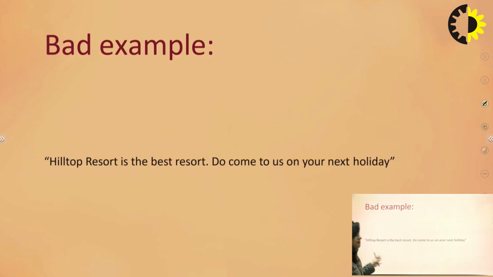Now, this is a bad example of concreteness. You can say Hilltop Resort is the best resort. Do come to us on your next holiday. So if I replace this Hilltop Resort with another resort, this becomes a general statement, a common statement for all kinds of resorts. So there's nothing specific, nothing different, no unique idea which you are actually giving to your Hilltop Resort. So no one will get attracted towards it.